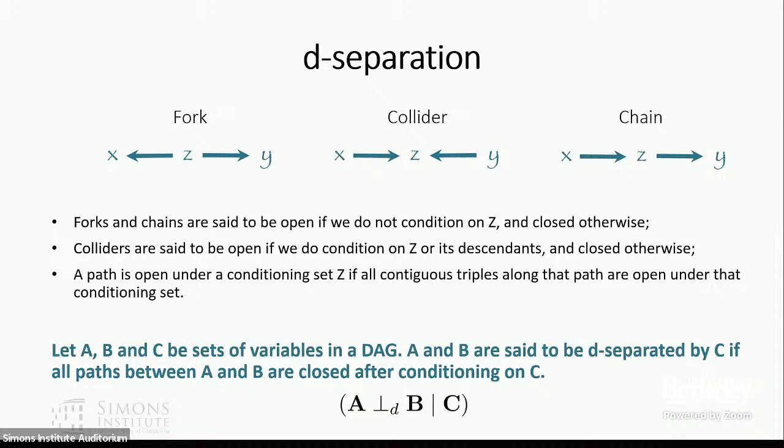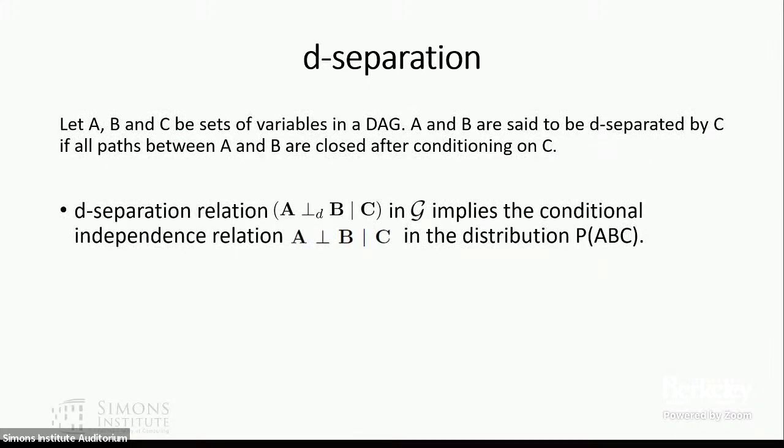What is the intuition behind this definition? Something that we already heard about during this conference is that every time we have a D-separation relation in a DAG, it implies a conditional independence constraint in the data distribution compatible with this DAG. So if A and B are D-separated by C in the DAG, then A and B are conditionally independent given C in the related distribution.